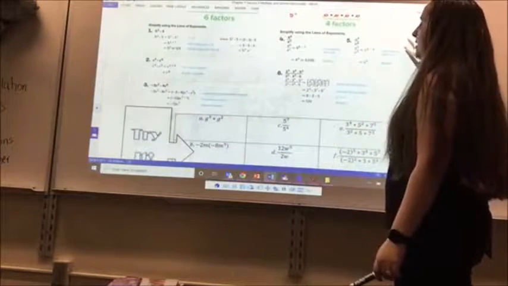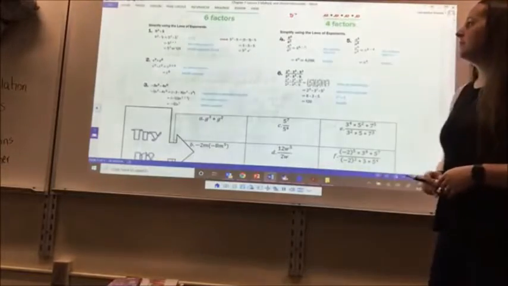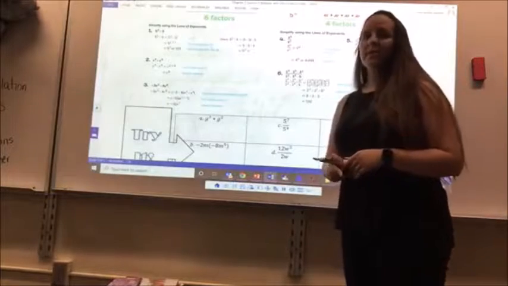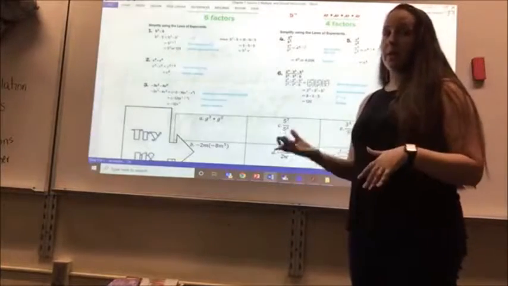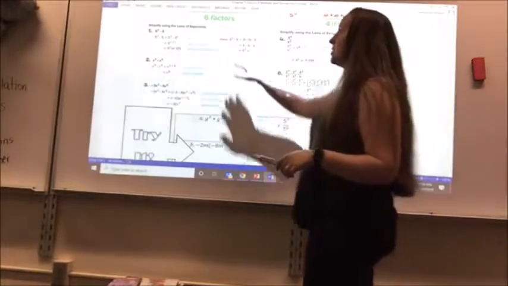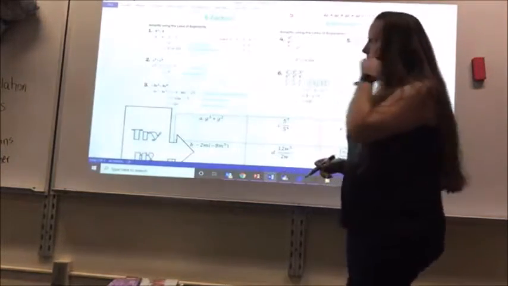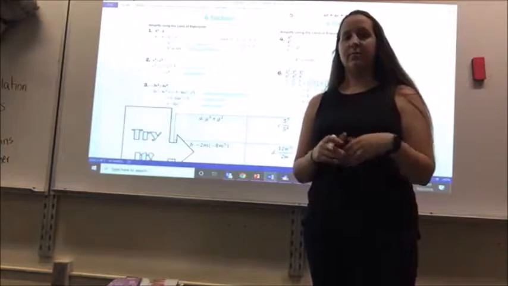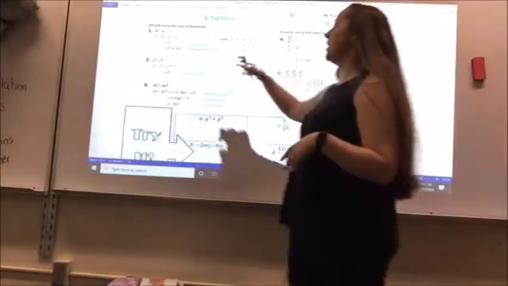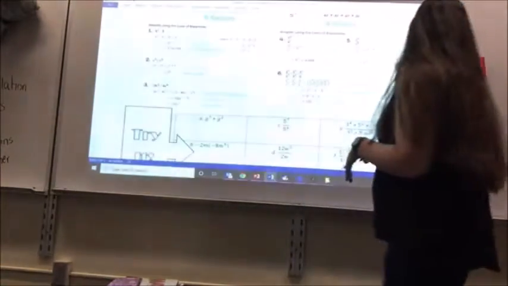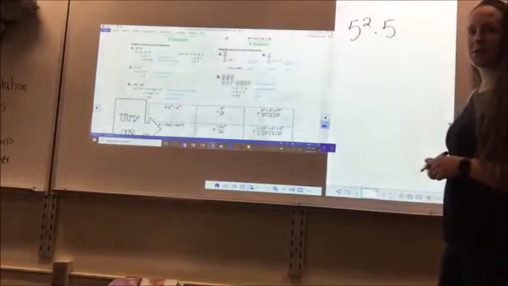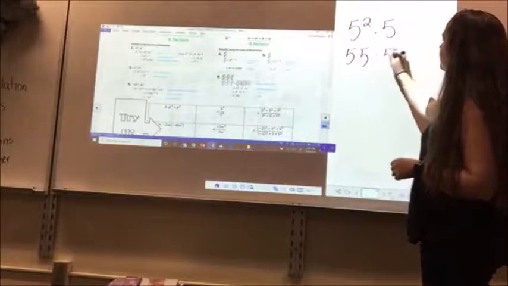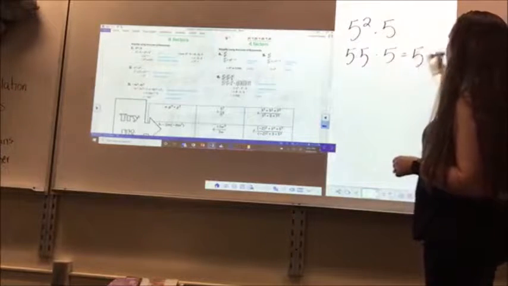All right, so let's go ahead and take a look at some examples. So my first example says simplify using the laws of exponents. So again, the laws of exponents, I have the power property and I have a quotient property. So I have 5 squared times 5. So is this going to be a power property or a quotient property? A power property. So then multiply. So I have 5 squared times 5, which means I really have 5 times 5 times 5. So I have 3 5s, which is 5 cubed.